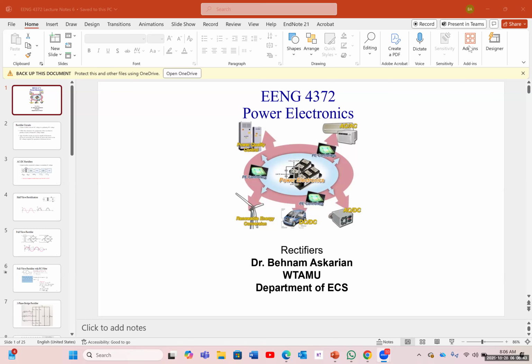In the previous class, we finished the DC to DC converters. We will get back to that in future classes to solve for the harmonics and so on. Today's class, we will start the AC to DC converters, which we also call the rectifier circuit.